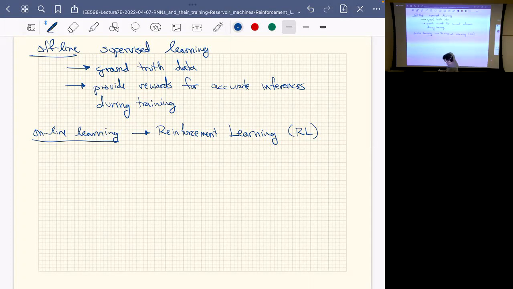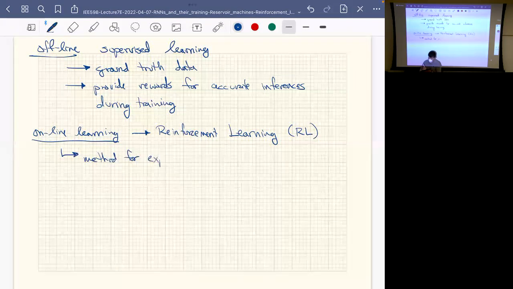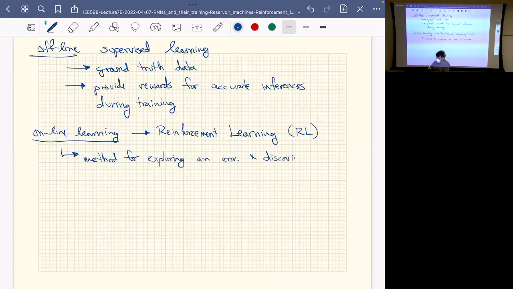And so reinforcement learning is, generically or abstractly speaking, a method for exploring an environment and discovering actions that maximize rewards, or I'll say accumulated rewards.